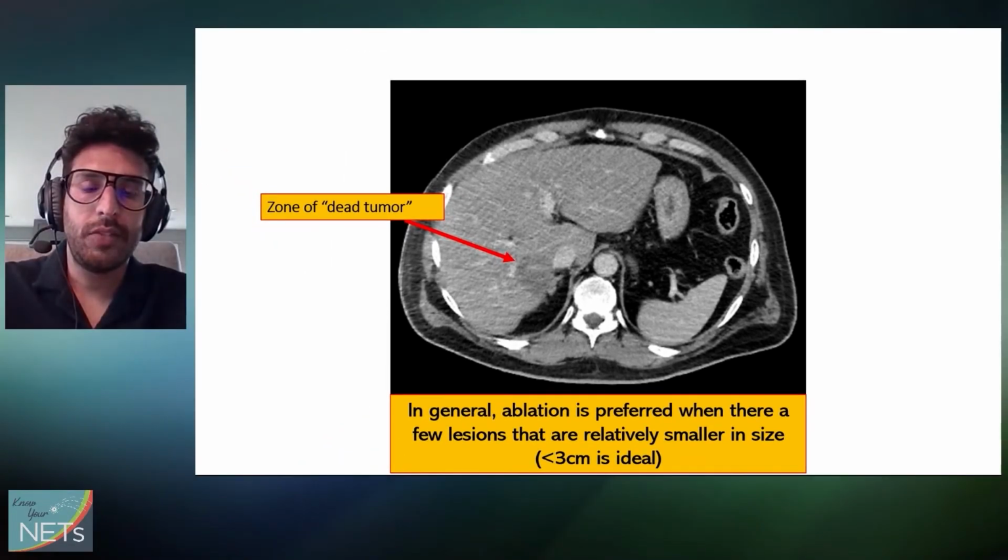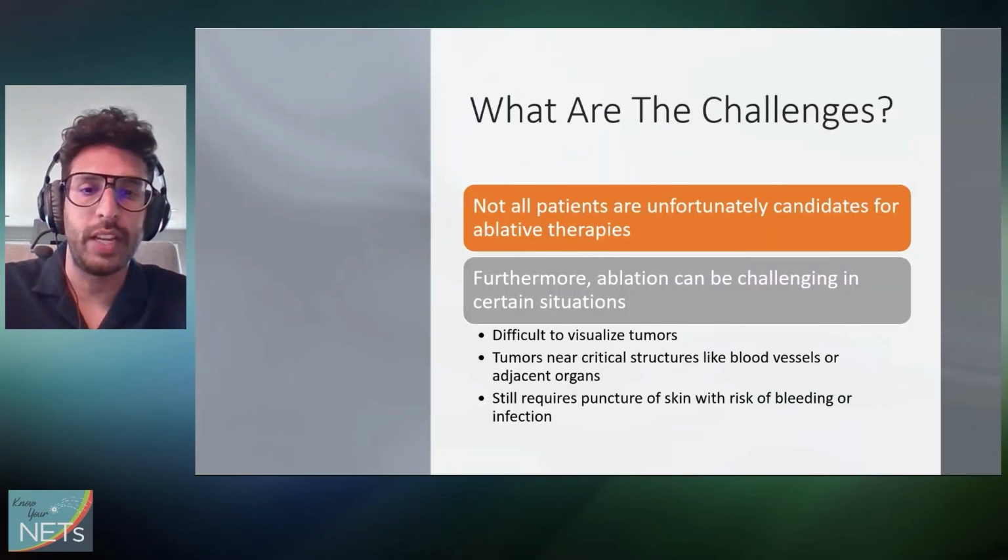Now, the limitations of ablation mainly are that because we're putting needles in patients, we can only do this for a few lesions and only when they're small. The ablation needles can only burn a certain size, usually up to 3.5 centimeters or 4 centimeters. So you can only have a few lesions, and they can't be that big.